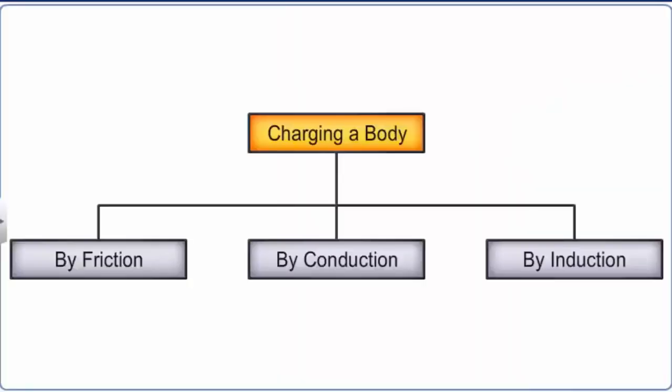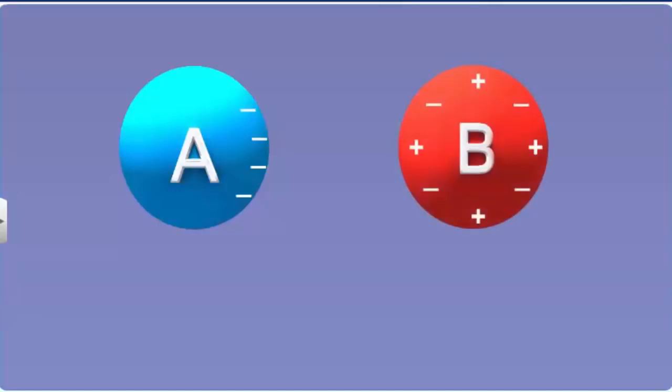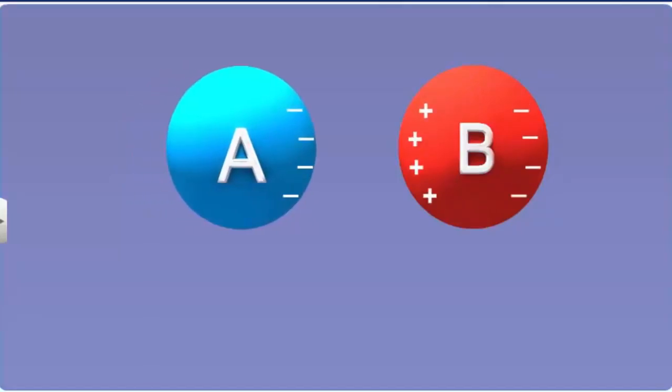We can also charge a body without contact, as in the first two methods. The third method to charge a body is induction. When a charged object, A, is placed near an uncharged object, B, object A induces an unlike charge on the near side of B and a like charge on its far side. In this case, the charges inside B are only polarized and no transfer of charges takes place.